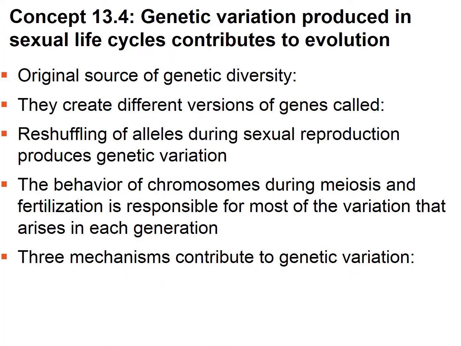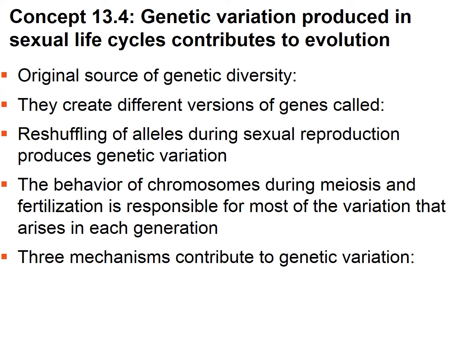Genetic variation produced in sexual life cycles contributes to evolution. So the original source of genetic diversity are mutations. These are changes in the organism's DNA. They create different versions of genes called alleles. So there can be an allele for brown eyes, an allele for green eyes, an allele for blue eyes.